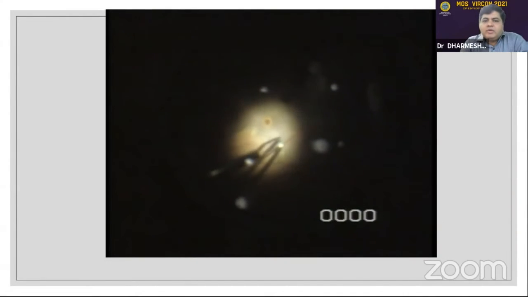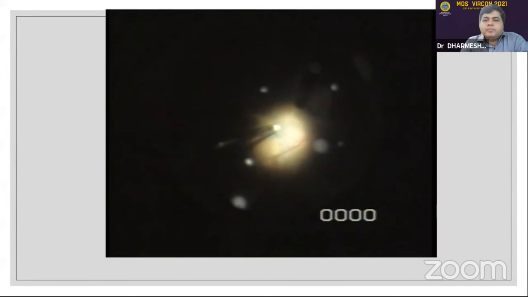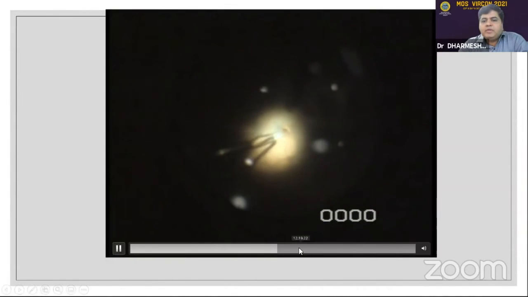All sutureless 23, 25, 27 gauge vitrectomies can be done for macular hole. And once the ILM peeling is done, fluid-gas exchange and gas injection is performed.